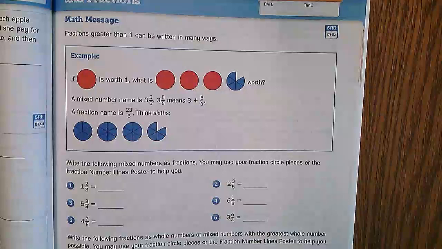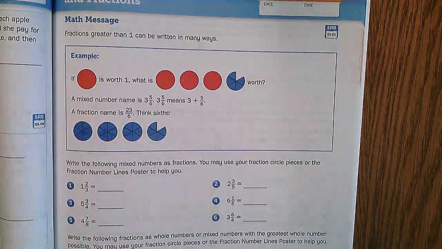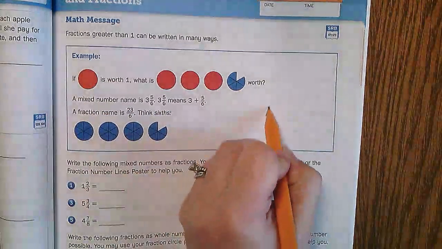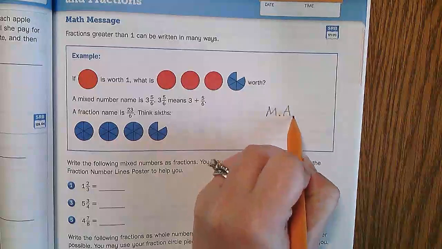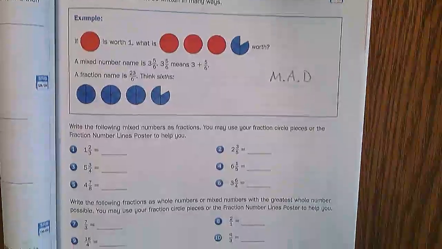When they say rename, they're really just telling you to think of another way to show or say the same thing. So today we're going to talk about two different things. We're going to talk about visualizing or using these fraction type pieces, which I know you don't have in front of you, so you can draw them out to help you, or using the MAD strategy, M-A-D, and I'm going to show you both ways, okay?